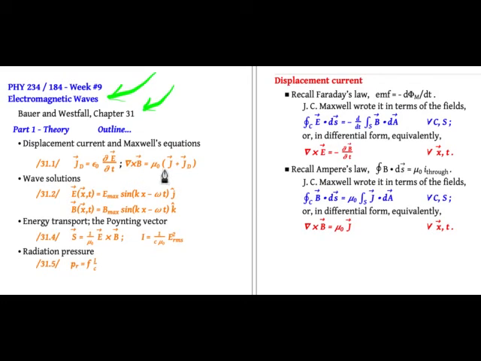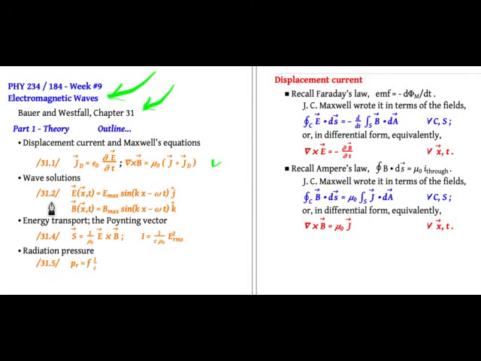Now the curl of B is mu naught J is something we've seen before. That's Ampere's law. And Maxwell added something to Ampere's law, the displacement current. It's not a current of charged particles. It's a current associated with the rate of change of the electric field. So that's the first part.